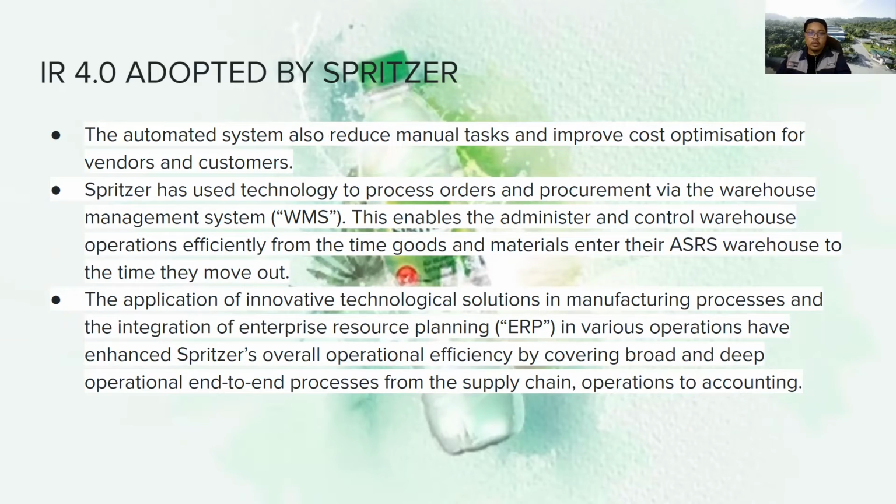The application of innovative technology solutions in manufacturing processes and the integration of enterprise resource planning (ERP) in various operations have enhanced Spritzer's overall operation efficiency by covering broad and deep operational end-to-end processes from the supply chain operation to accounting. That's all for me.